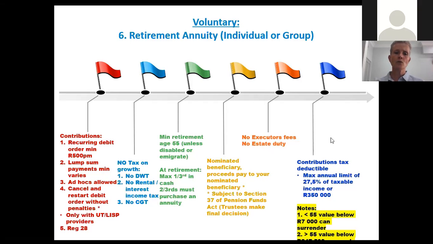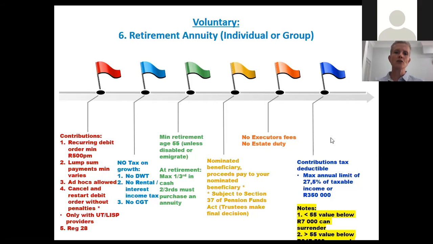Again, unfortunately, only with the unit trust and list providers, the traditional insurance companies still carry quite a lot of fees and costs and restrictions and penalties if you make changes to the old RAs. So you can stop and start contributions whenever you want to, as long as it's on a list or unit trust platform generally. And Regulation 28 would apply.